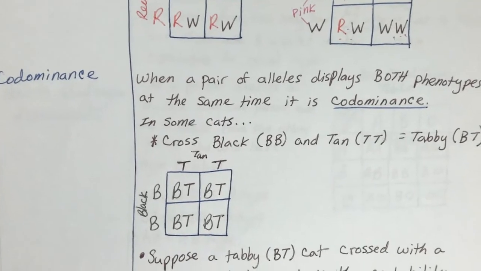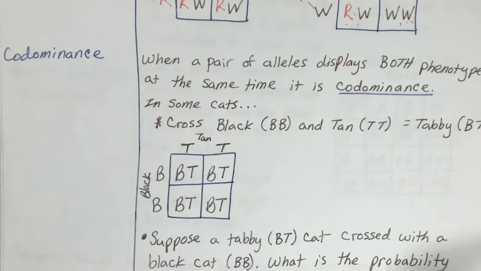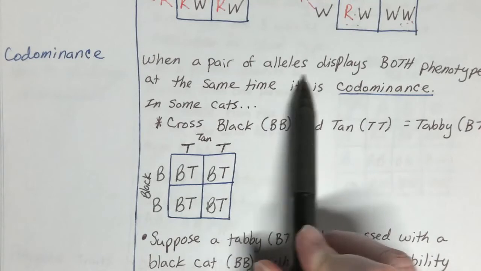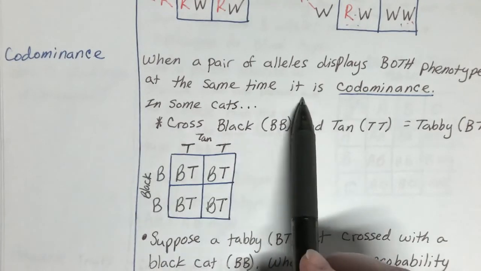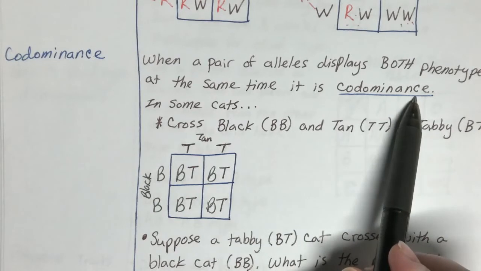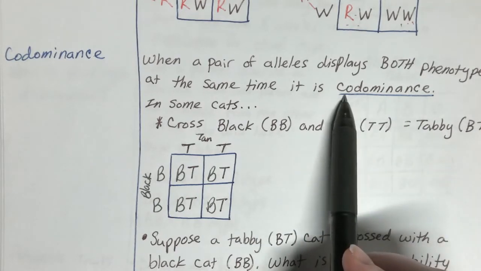Codominance. So when a pair of alleles displays both phenotypes at the same time, it is called codominance. Co means like working together.